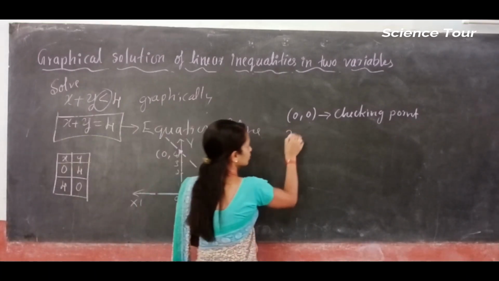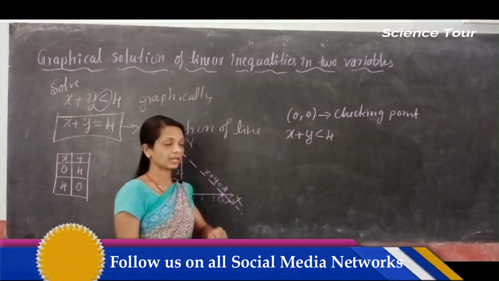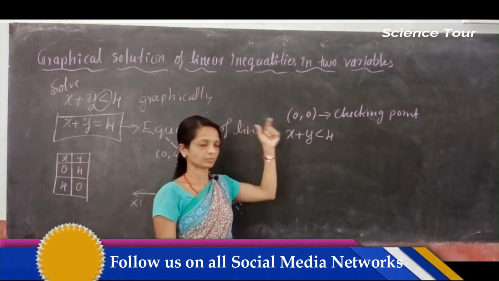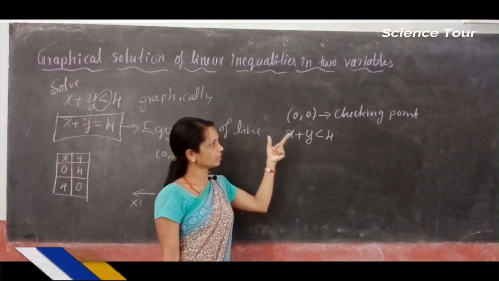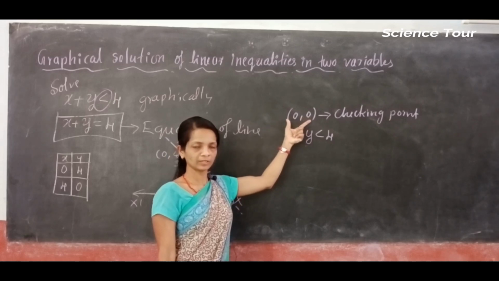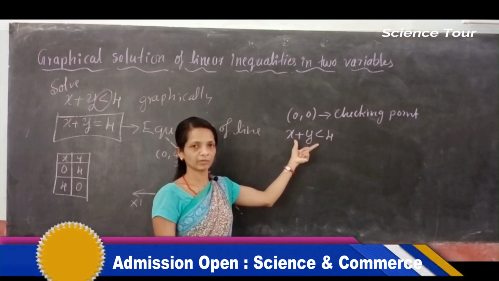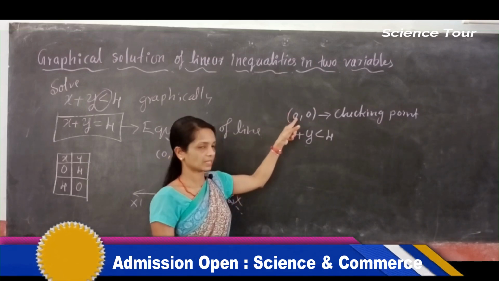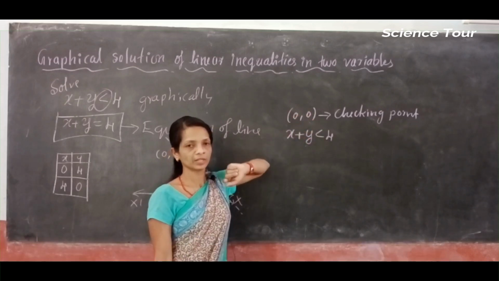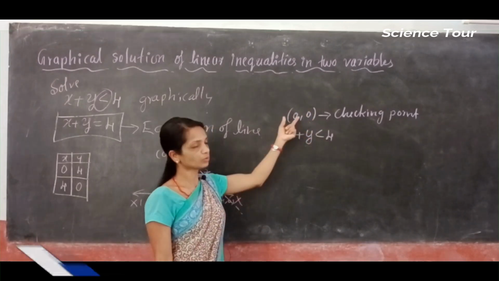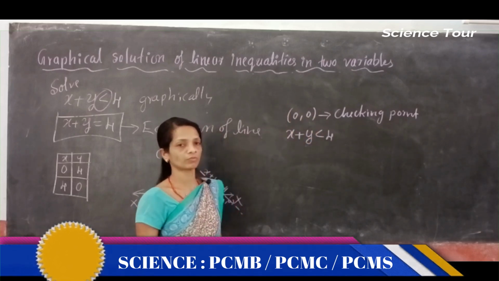Okay, so what is the inequality given to us? That is x plus y less than 4. How do we check a checking point in this inequality? Always, if you take a checking point and check it in the inequality, you have to replace x by the x coordinate and y by the y coordinate of that checking point. So now you replace x by the x coordinate and y by the y coordinate of the checking point.